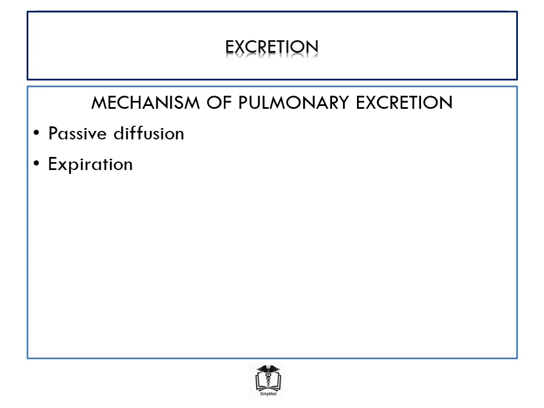For the lungs, the mechanism of pulmonary excretion involves two major processes: passive diffusion and expiration. If a drug is going to be excreted by the lung, the drug will first pass through passive diffusion from the bloodstream into the alveoli, and then from the alveoli, that drug is expired out through the respiratory tract. Examples of drugs that are typically excreted through the lungs are inhalational anesthetic agents.